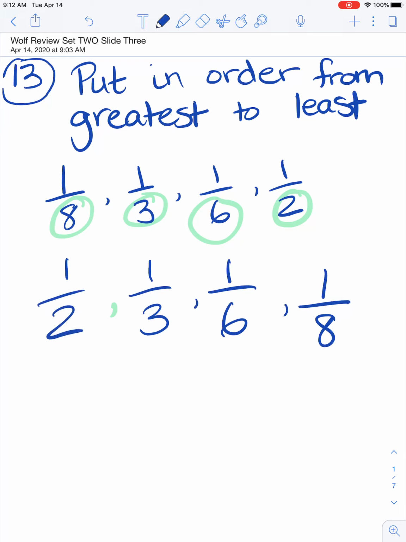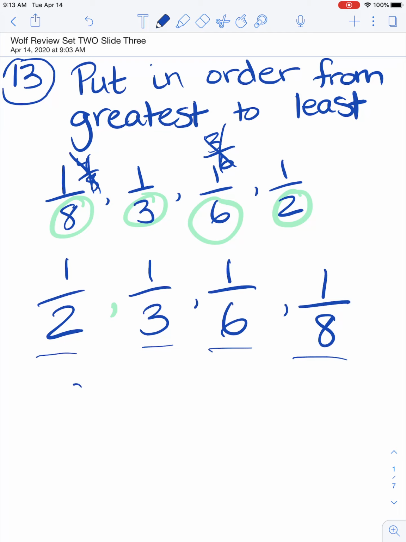And we know that half is going to be greater than 1/6 because half of 6 would have been 3/6, right? And half of 8 would have been 4/8. But we didn't have that. We only had 1 of each. So 1/2 is the biggest, then 1/3, then 1/6, then 1/8.